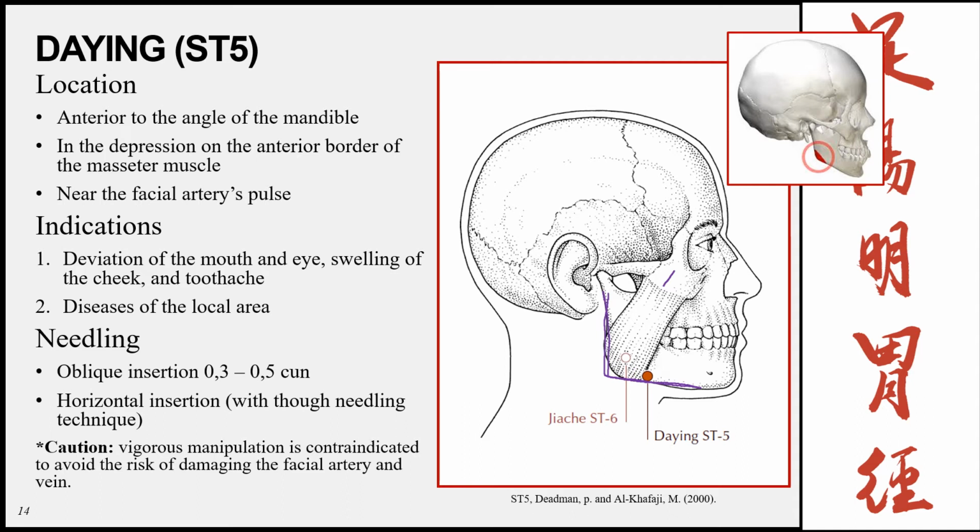Our insertion is oblique, 0.3 to 0.5 tsun, or we can also use the horizontal insertion with the through needling technique, just as with stomach 4, where we needle towards other points such as stomach 4, so that would be in this direction, or to stomach 6 in this direction. The caution for this point is that it's contraindicated to do vigorous manipulations, as these carry the risk of damaging the facial artery and vein, which are very close to this point.